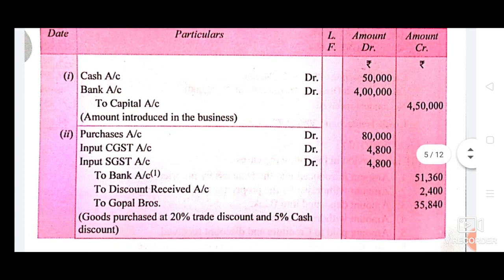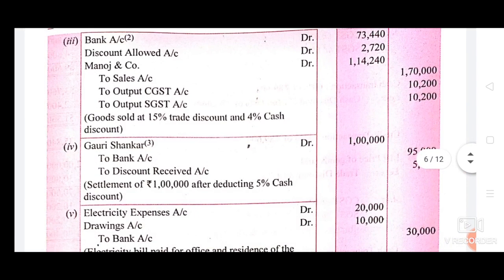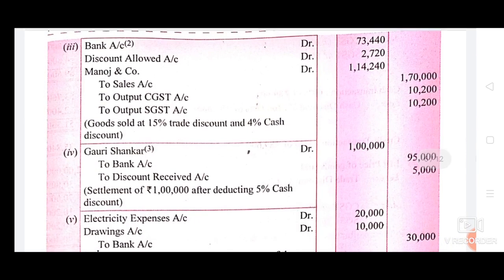So narration is goods purchased at 20% trade discount and 5% cash discount. Okay, 60% is cash transaction and remaining is credit transaction. Understood? Now the next entry. See the next transaction in your notebook.